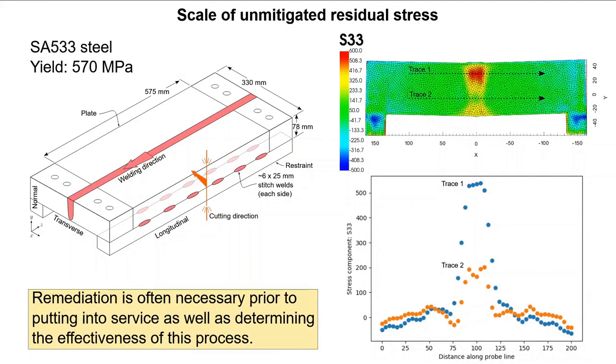This can be done either by changing the primary process or follow-on process such as heat treatment. Post-weld heat treatments are often employed both for residual stress reduction as well as microstructural refinement. I'd like to highlight that this is an example that's not suitable for service because of the high levels of tensile residual stress. Programs for manufacturing of high-value infrastructure will often require multiple assessments of residual stress and iterations of both the process and remediation to determine the most effective route.